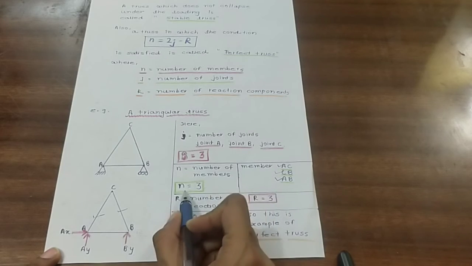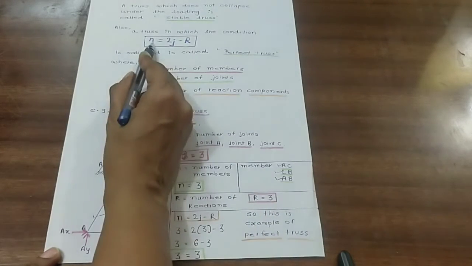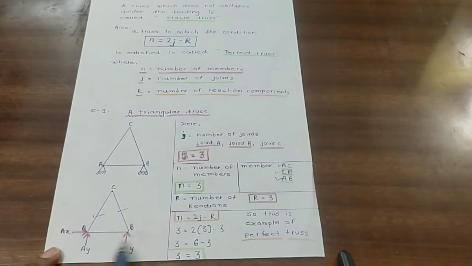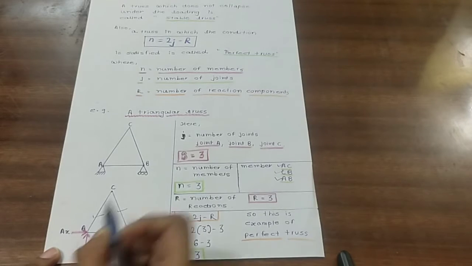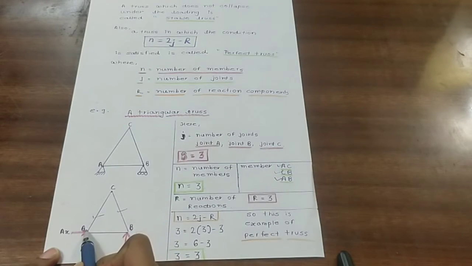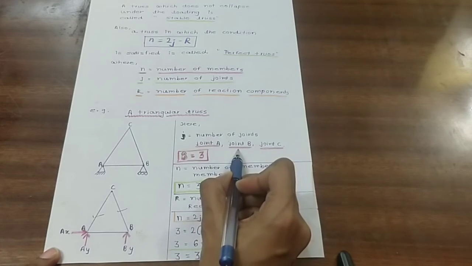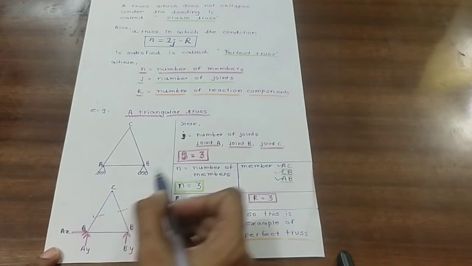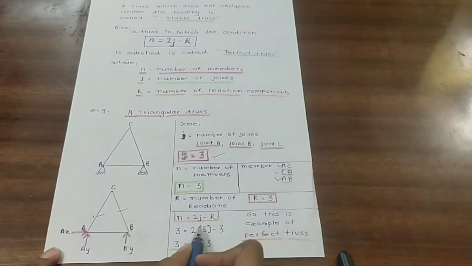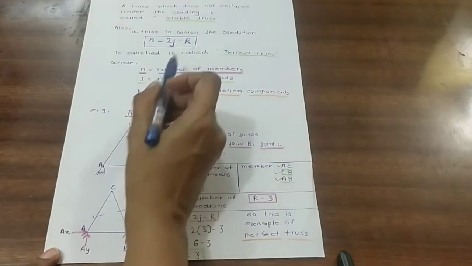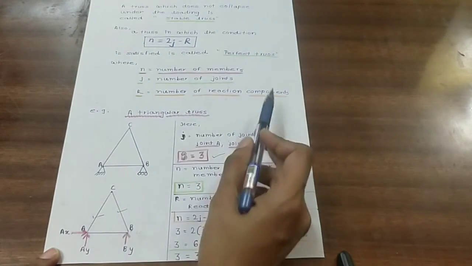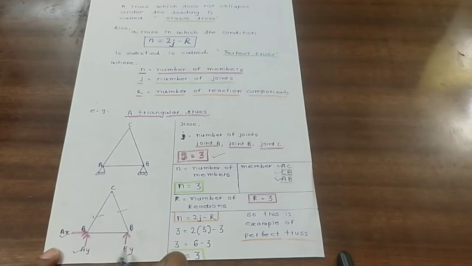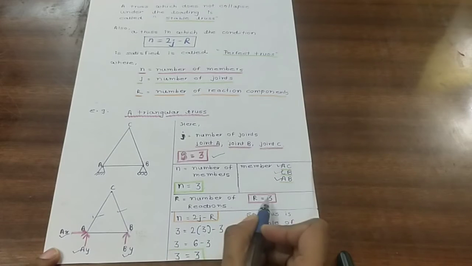Total number of members is equal to 3. So n is equal to 3. j means the number of joints. How many joints are here? Joint A, joint B and joint C. So j is equal to 3. r means the number of reactions. How many reactions are here? AX, AY and BY. So here the total number of reactions is equal to 3.